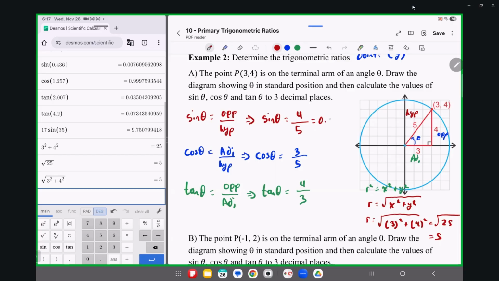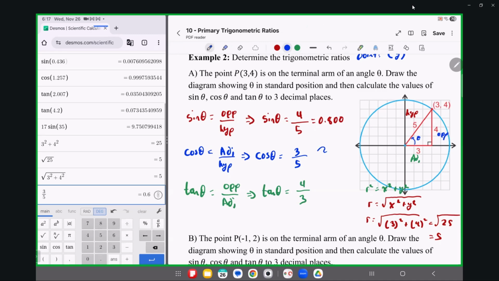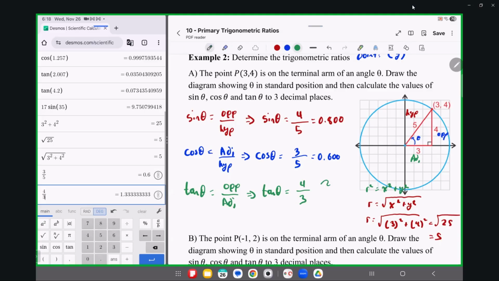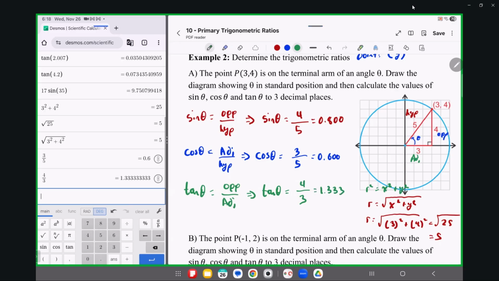So 4 divided by 5 would be 0.800. 3 divided by 5 is 0.6, but again, it wants 3 decimal places, so we'll put those in. And tan theta is 4 divided by 3, so that's going to be 1.333 repeating. So what's the relevance of this?